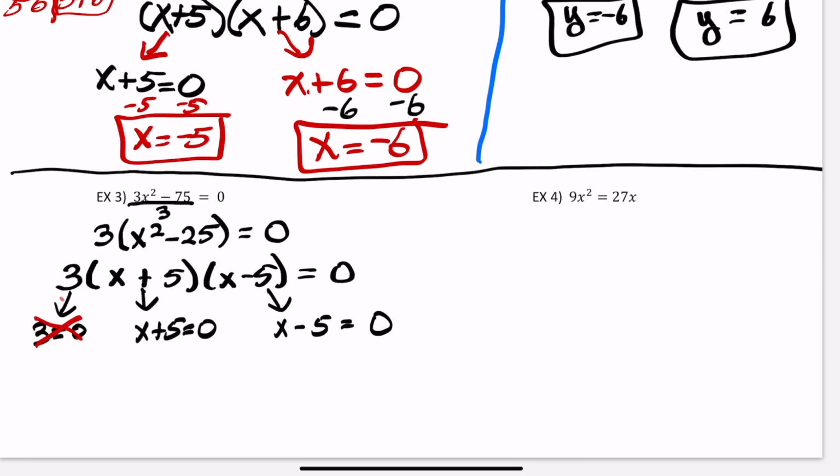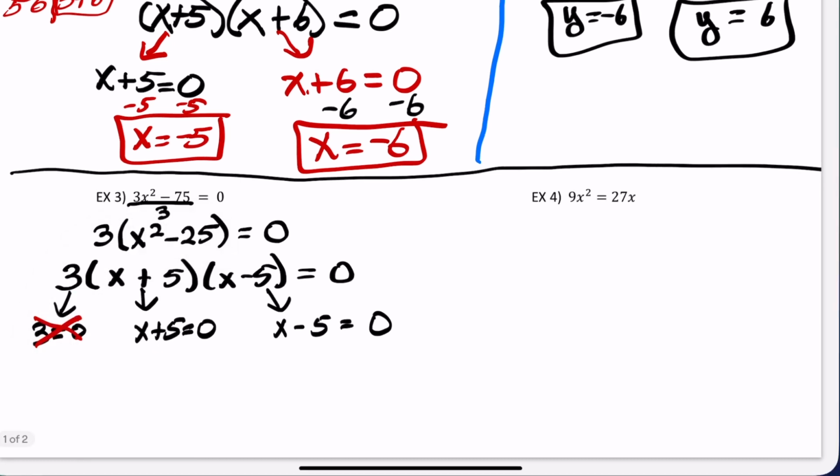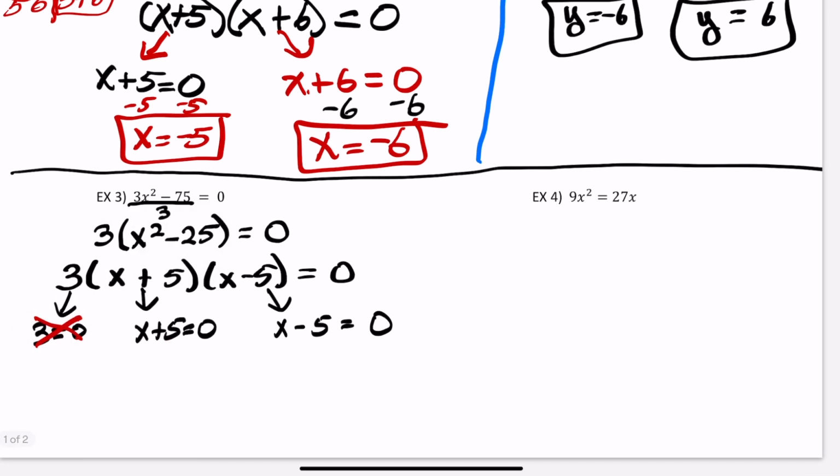So that means this factor of 3 does not affect my answer. My answer will come from my other two factors. X plus 5 could equal 0 if I subtract 5 from both sides. And I get x equals negative 5. So negative 5 plus 5 equals 0. So that's a possible answer.